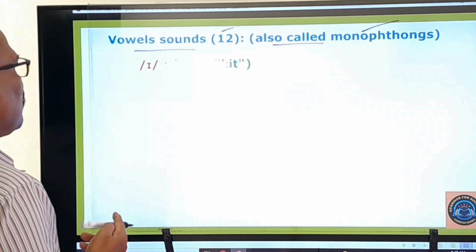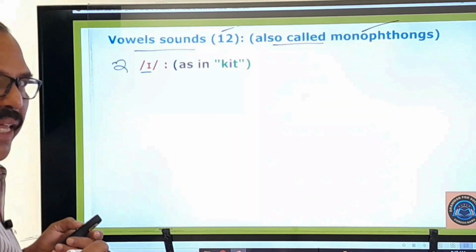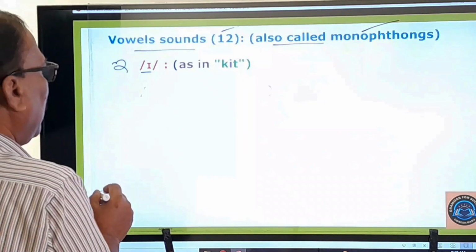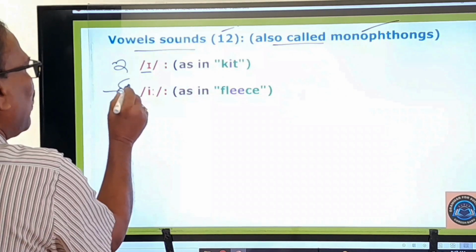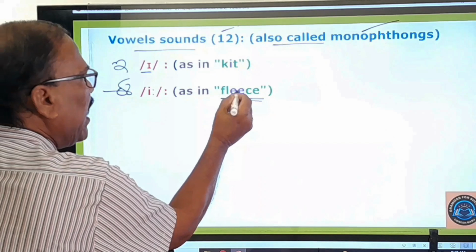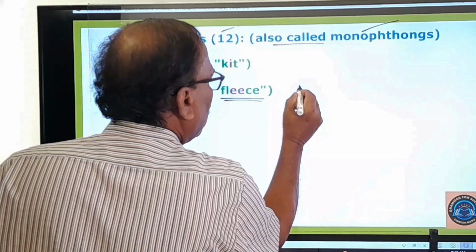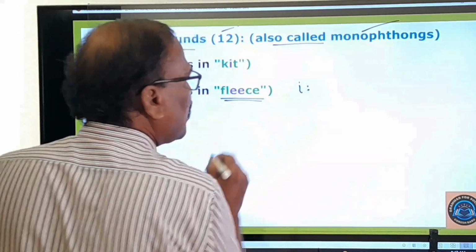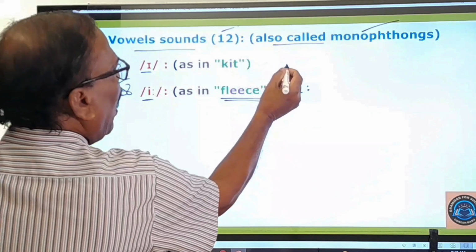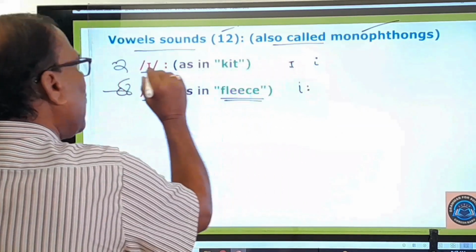And what are the vowel sounds given? This is E. In Telugu, I can write it like this. This E sound is a vowel sound, as in kit. And here, E, as in fleece. In this word you find this E. The symbol is like this: you write I and then two dots, a colon. This is called E. Don't write it like this, but like this.